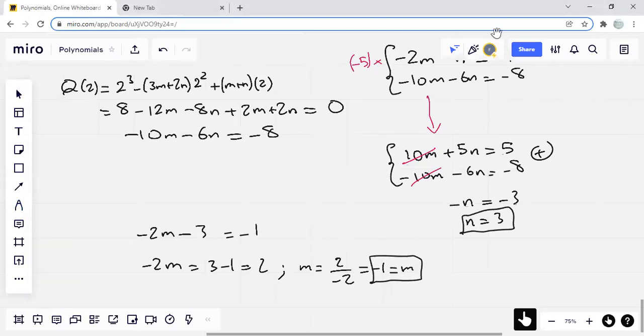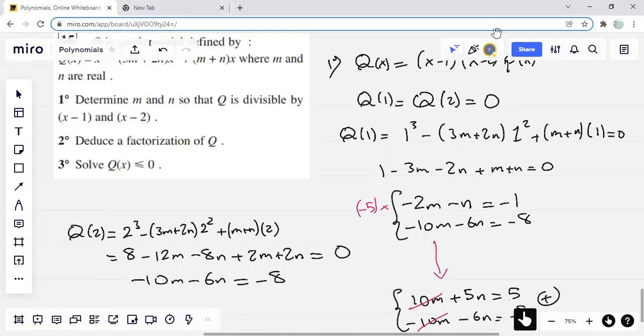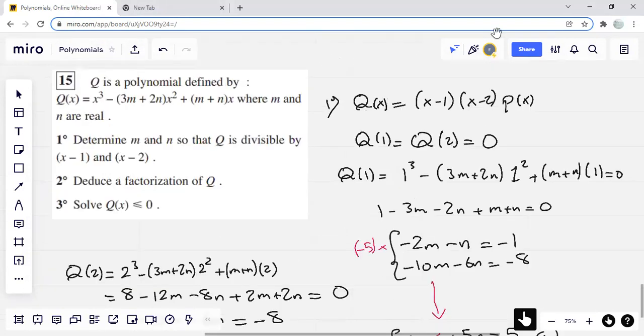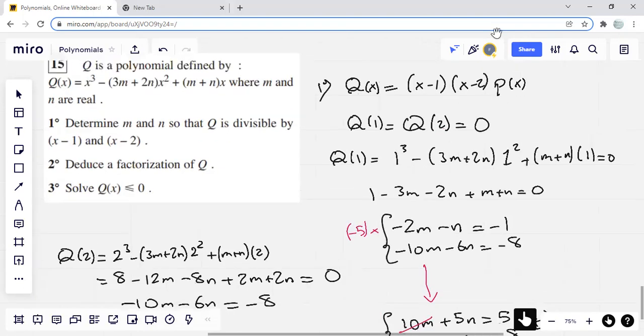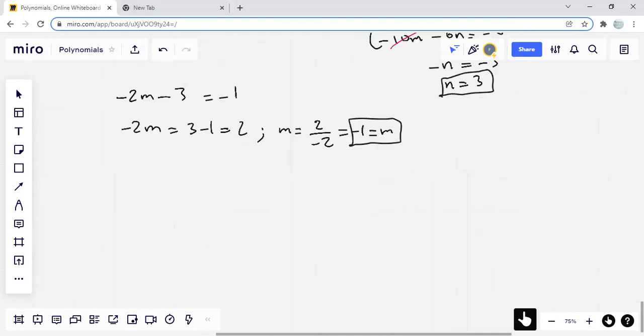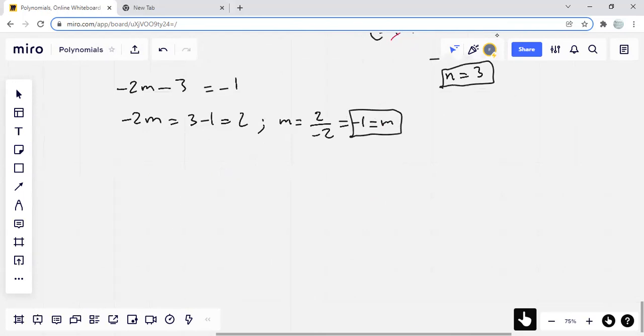Okay, so now we finished part 1. We have to move to part 2. Now what is q of x? We can substitute instead of m its value and instead of n its value, and we will get this.